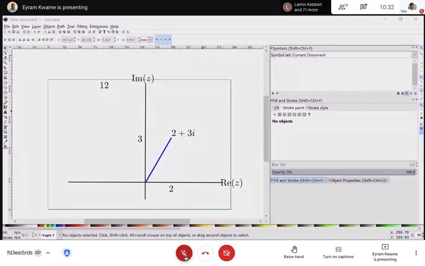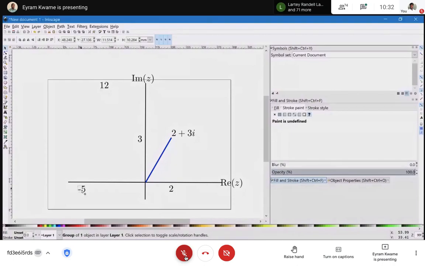Okay, so I have this negative 12. Let me put the negative 5 somewhere here, and then let me put my 12 somewhere here. Let's assume that it's 12. That's weird. Anyway, if this is 3, this can be 12. It's not drawn to scale, so don't worry about it.